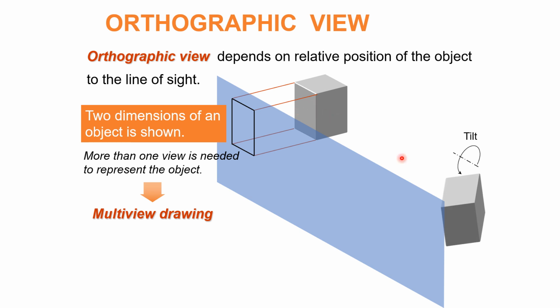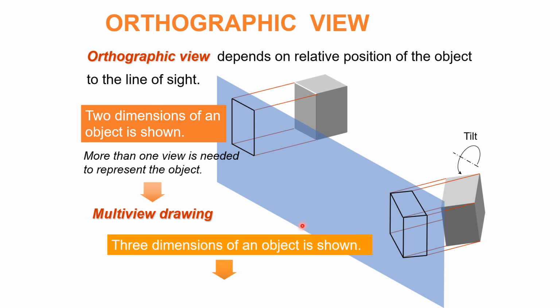Now the same object just tilted slightly. Again the perpendicular lines are drawn, but this time the object is formed in 3D. Three dimensions of an object are shown, means you can see width, height and length, all dimensions are shown. That is called axonometric drawing. This will not give us actual dimensions or the exact shape and size, but this will help us in understanding the shape of the object. So that is called axonometric drawing. Three dimensions of an object are shown in one drawing.